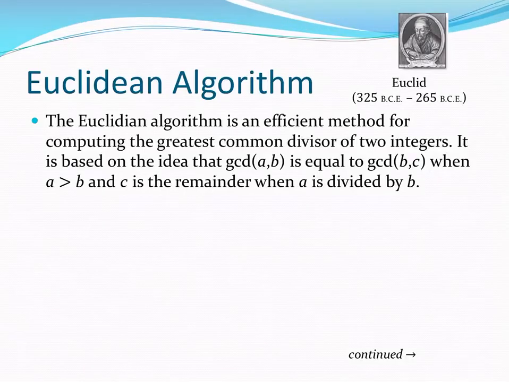This is Rosen, Discrete Mathematics and its Application. We're in section 9.3 on primes and greatest common divisors. Here we discuss the very important Euclidean algorithm. The Euclidean algorithm is an application of the division algorithm by which we can find a greatest common divisor of two integers.